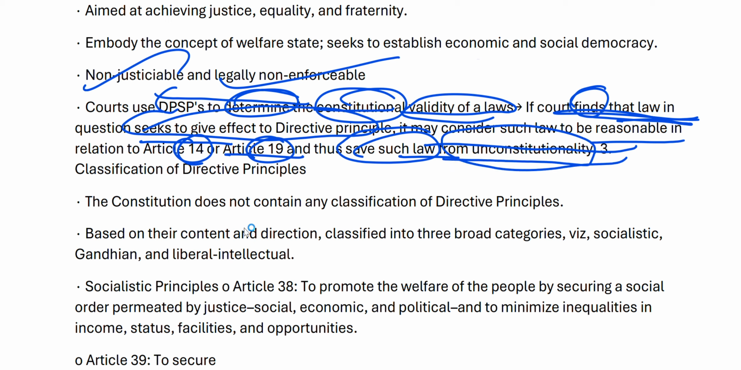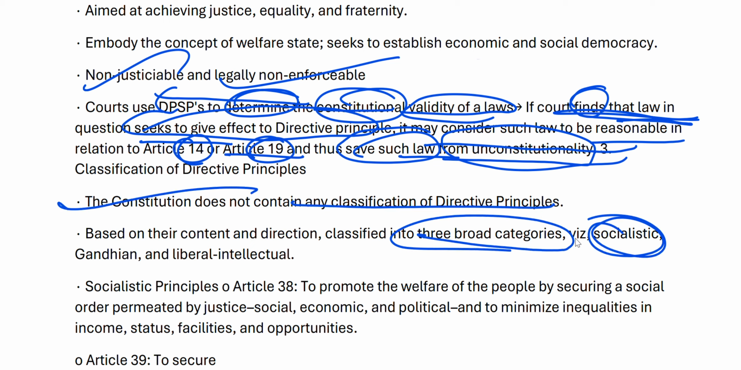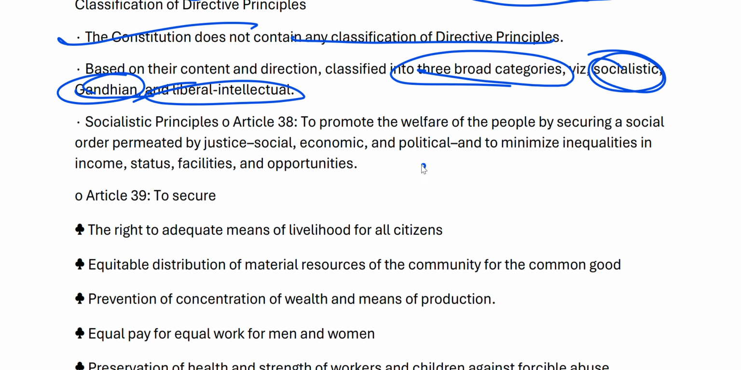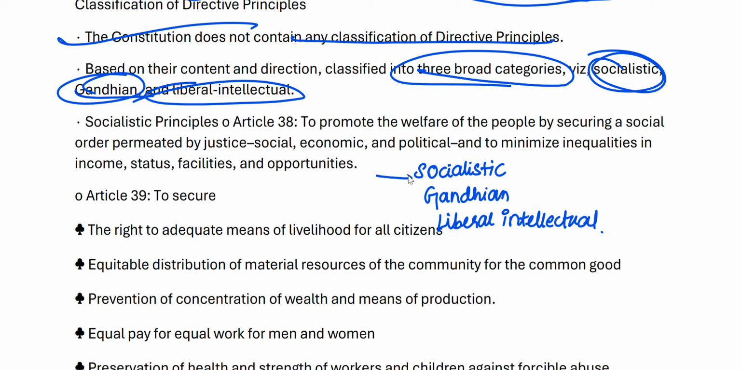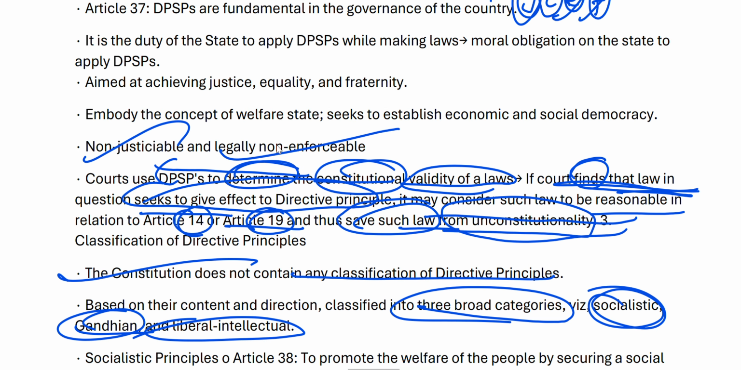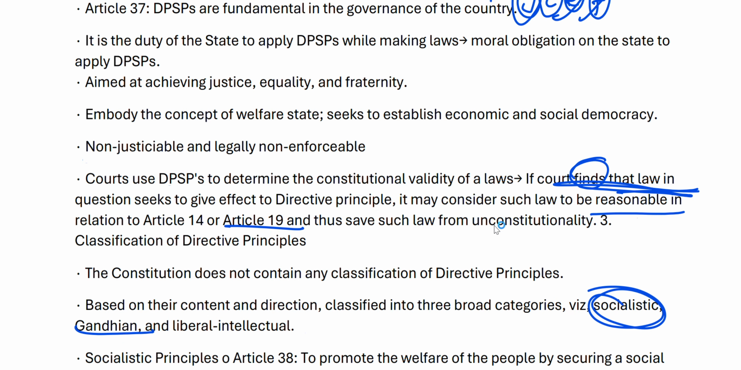Now, the classification of the DPSP. The Constitution does not give any classification, but they are classified on the basis of socialistic, Gandhian, and liberal-intellectual. So we have socialistic, Gandhian, and liberal-intellectual. Now what is a DPSP? They are for enforcing social and economic justice.